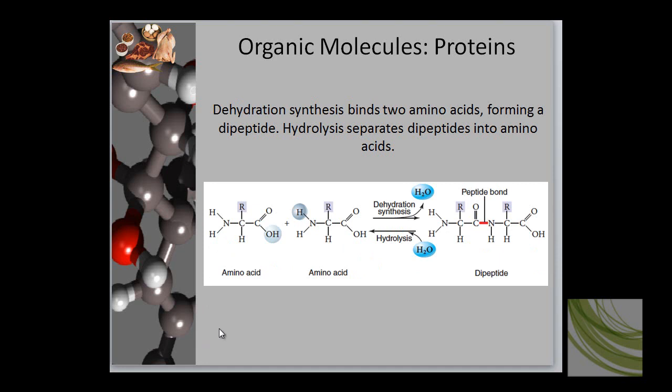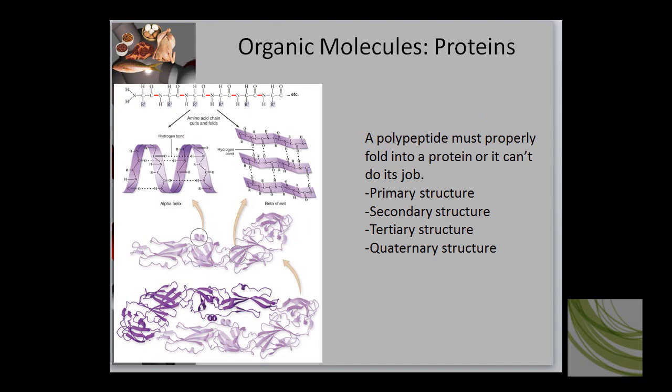So, to put two amino acids together into a polymer requires dehydration synthesis, and we can break them apart by hydrolysis. But when we put the bond together here, when we put two of them together, that is called a peptide bond. Keep that in mind. Organic molecules. Proteins exist in a couple forms.